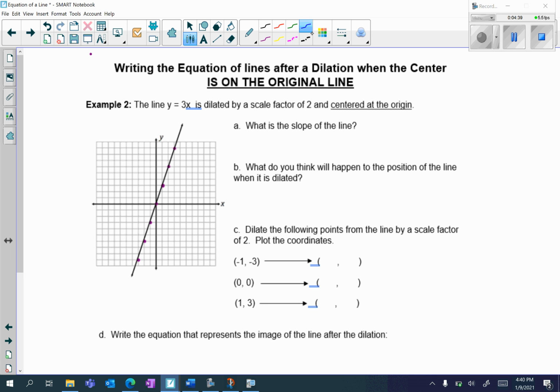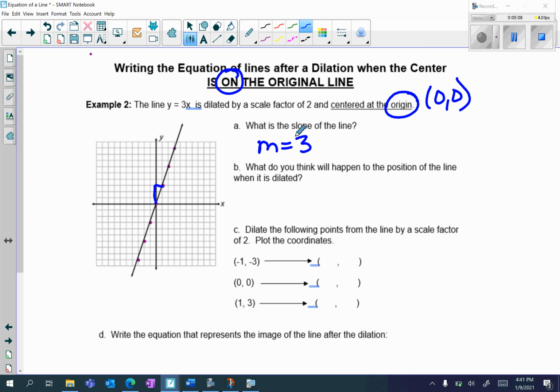Now let's write the equation of lines after dilation when the center is on the original line. So for example, we have y equals 3x is dilated by a scale factor of 2 and centered at the origin. That origin is 0, 0. So what's the slope of the line? Let's count the boxes. We go up 1, 2, 3, and to the right 1. So that means my slope is 3.